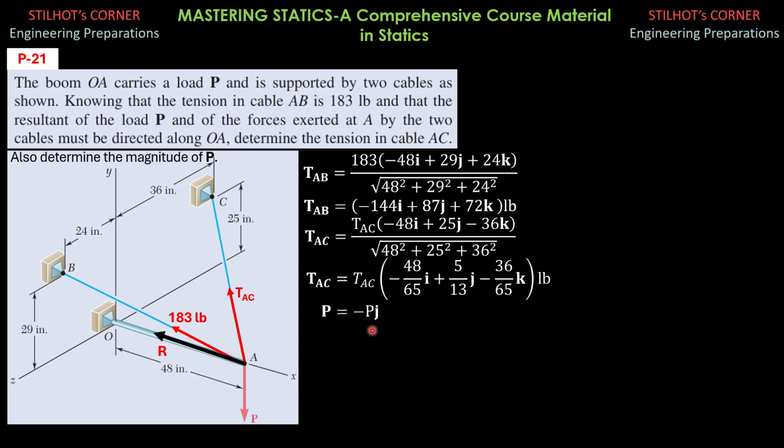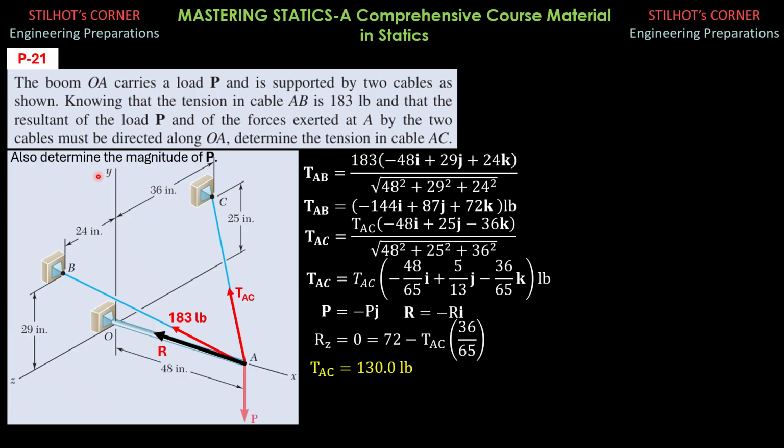So summation forces along Z will solve tension AC right away. So that is 72, then minus 36 over 65 tension AC equals 0. So R is negative Ri, of course. So again, Rz is 0, and that is 72, then plus negative 36 over 65 tension AC. So we can now solve tension AC. Tension AC is equal to 130 pounds for that problem.